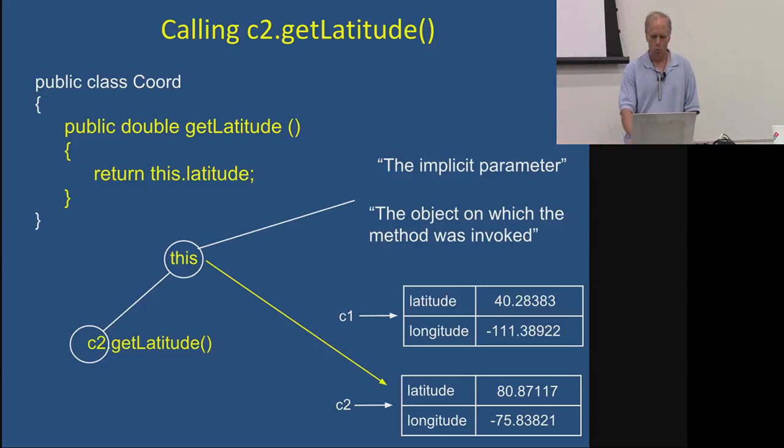Now, okay, that's what it looks like when we call C1. When we call C2 dot getLatitude, now this refers to this object. Why does this refer to this object? Yeah? The object on which the method was invoked. Okay. Because that's the object on which the method was invoked. That's what this is. It's got to refer to the object on which the method was invoked. And so now, when getLatitude is called, what is this dot latitude going to be?